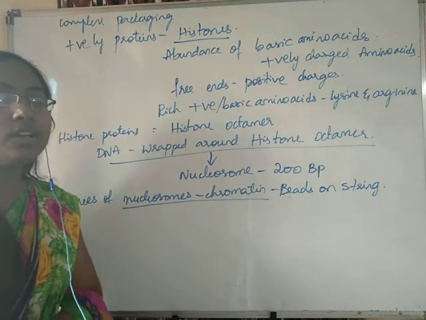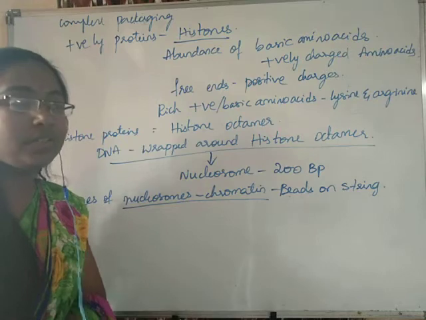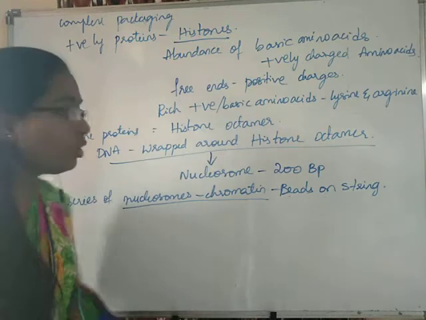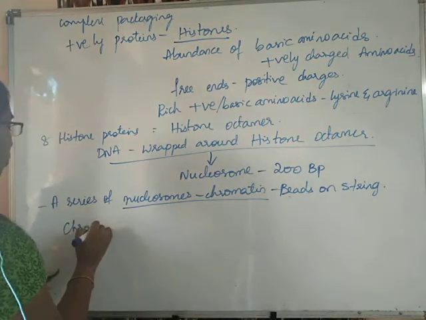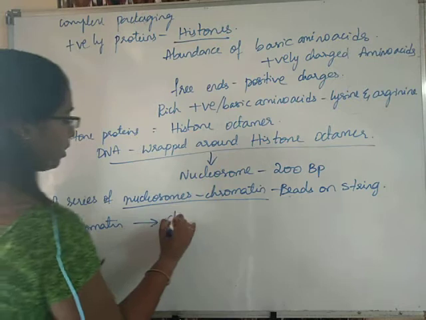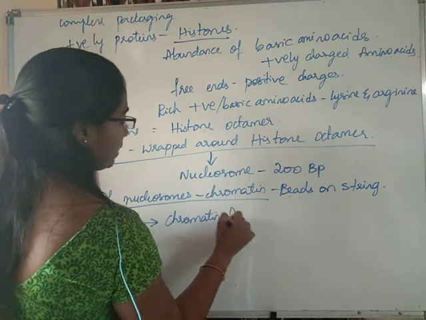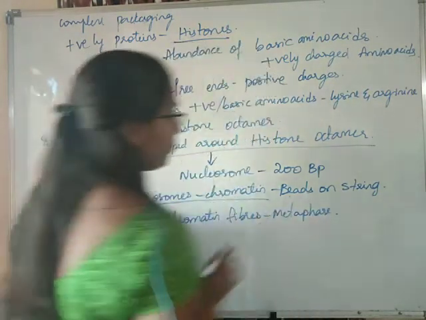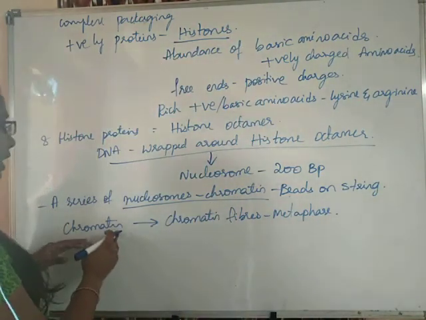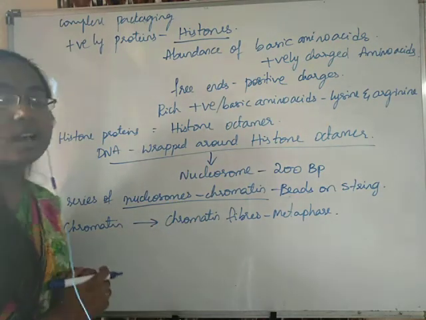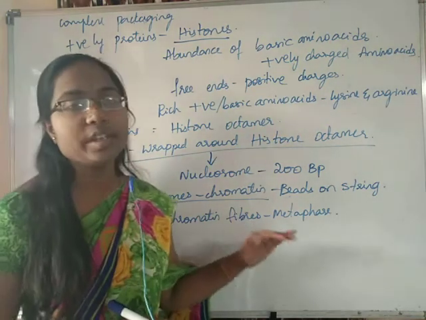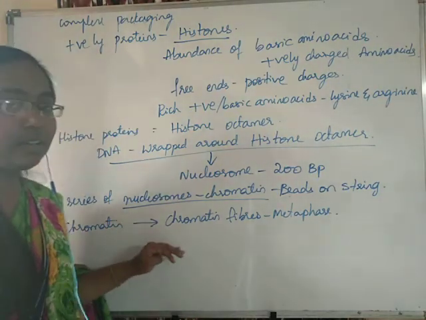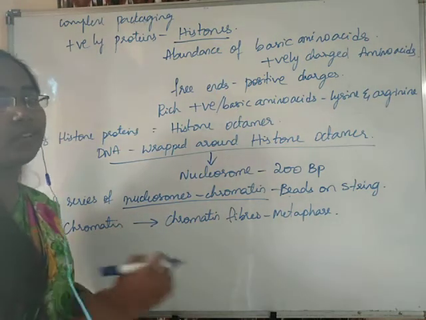But during cell division, this DNA is further condensed. Chromatin is further condensed to form chromatin fibers. This generally occurs during metaphase of cell division. Students, at that time histone proteins are already involved in the first packaging.